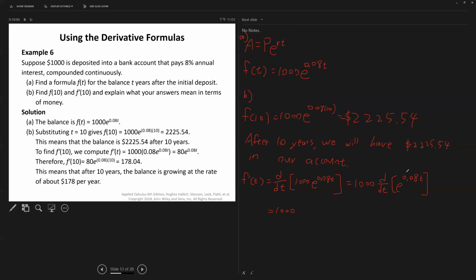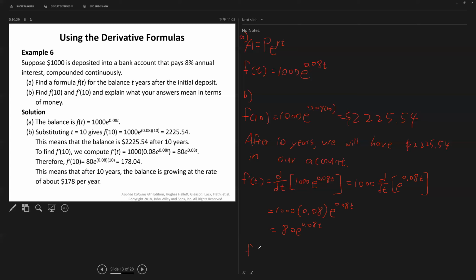So you just need to multiply that extra constant in the front. Right, so multiply by 0.08 and then copy whatever the function is after that. And then what do we have? There'll be 80 times e to the power of 0.08 t. Okay, so that's f prime: 80 times e to the power of 0.08 t.